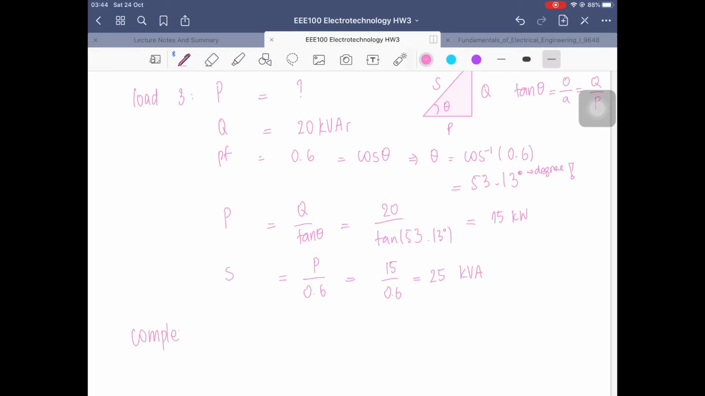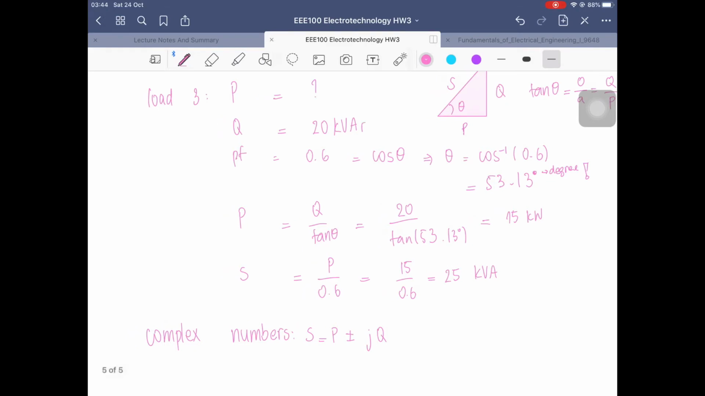Then we know that the complex number is from the S, the apparent power, equals the true power plus or minus jQ, which is the reactive power. Allow me to correct this because I wrote it wrong. It's supposed to be P plus or minus jQ.